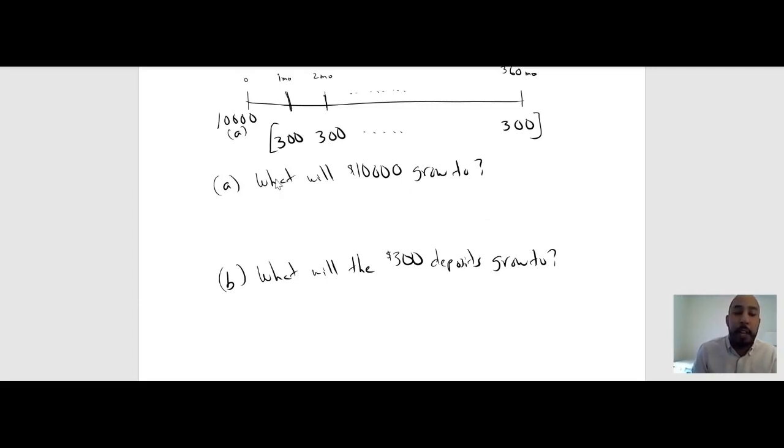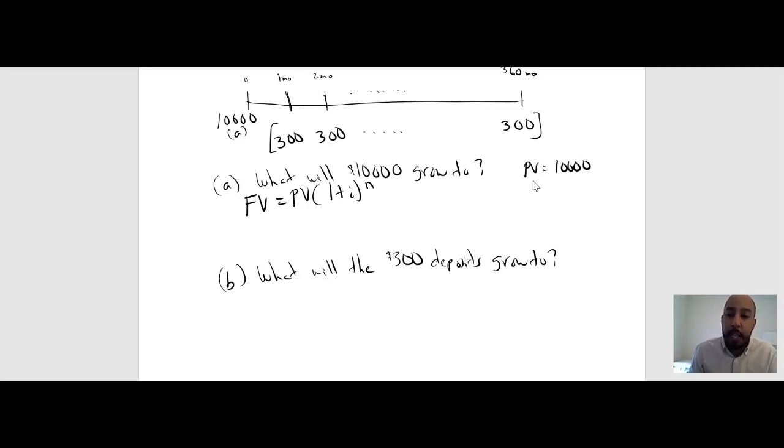All right, so we can look at these as two separate problems. So for part A, what will the $10,000 grow to? Well, that's just a simple future value. So we have $10,000 today, earning interest. What will it grow to by 360 months? All right, so I can use a formula. So I'll do that first. To solve this, the future value, how much we're going to have in the future, is equal to the present value, what we have today, times 1 plus the interest rate raised to the n power.